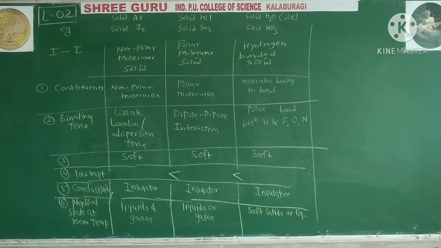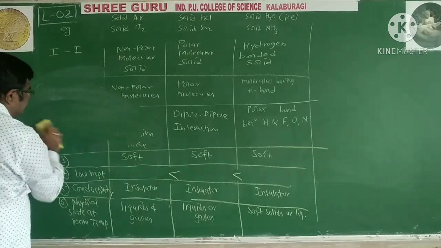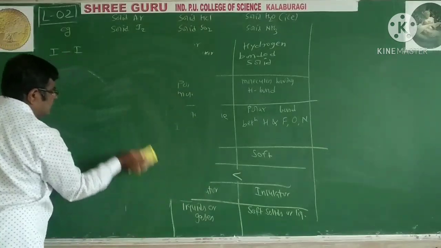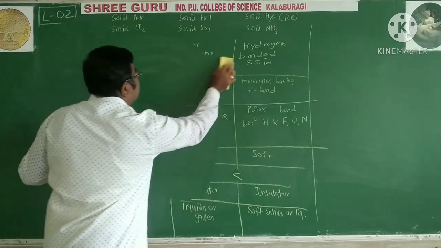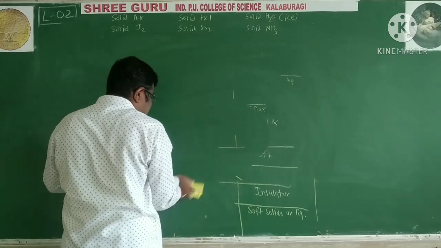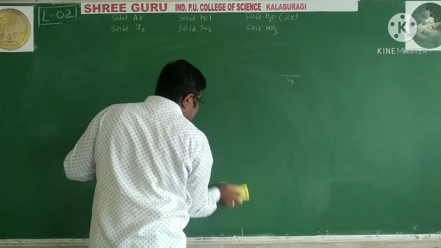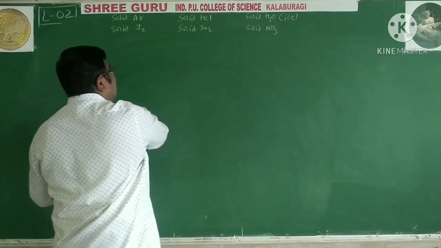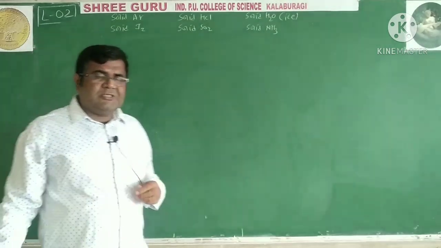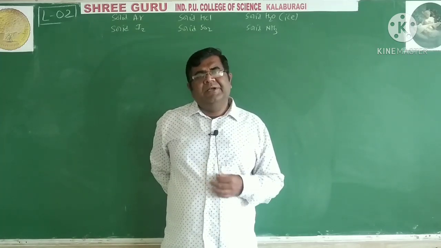Now next type of solid which we learn is the ionic solid. Once again, the same points we have to learn. The first point is constituents, what it is made up of. Next is binding force, what binds those constituents. Third is whether they are soft or hard. Next is whether they conduct electricity or not. And then example, and then melting point.